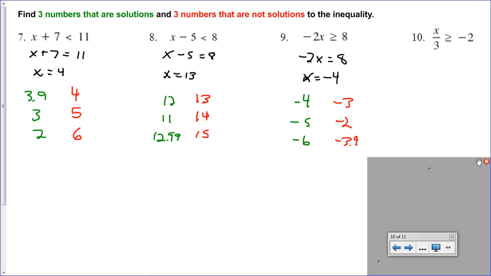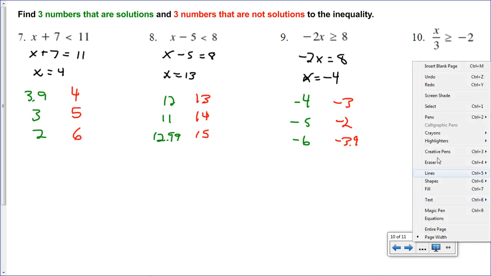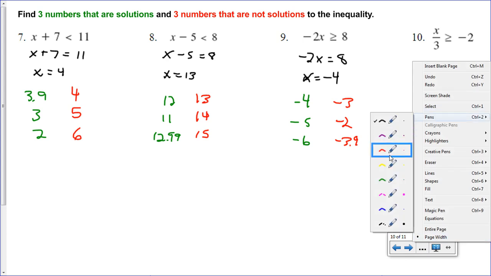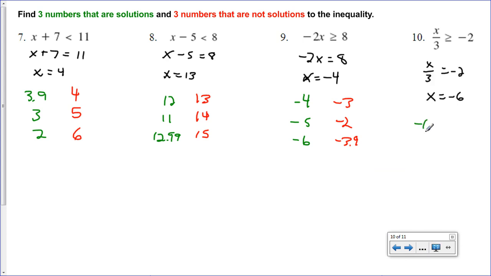And then finally, what number do you have to divide by 3 to get negative 2? Let's pretend it's an equation again. Well, you'd have to divide negative 6. So negative 6 divided by 3 equals negative 2, and because of the or equals, that would be a solution. So negative 6 is a solution.